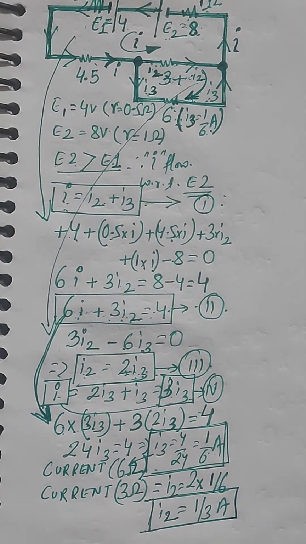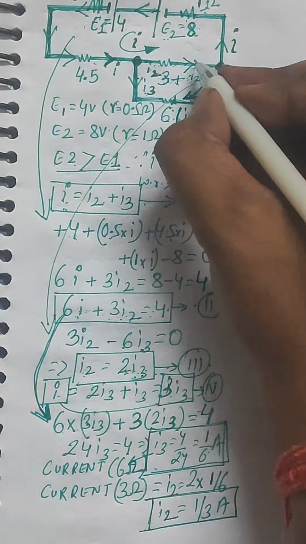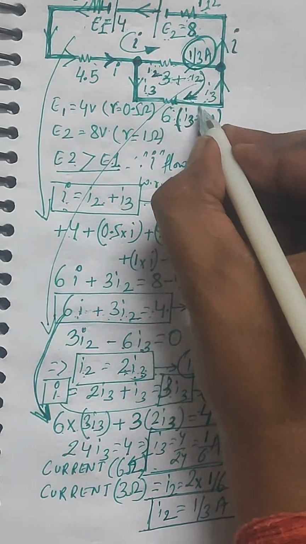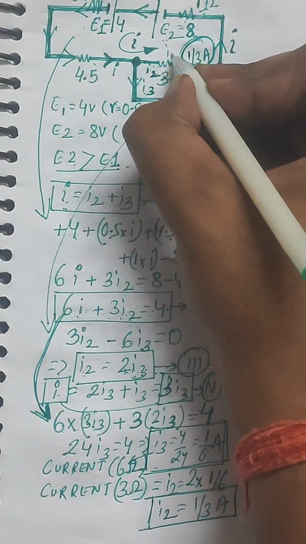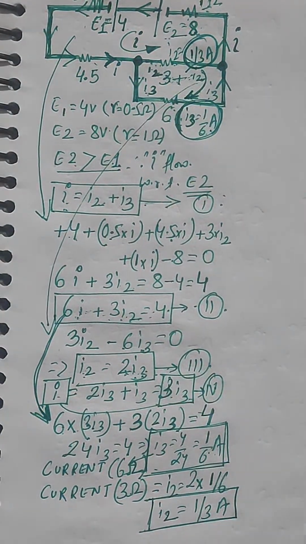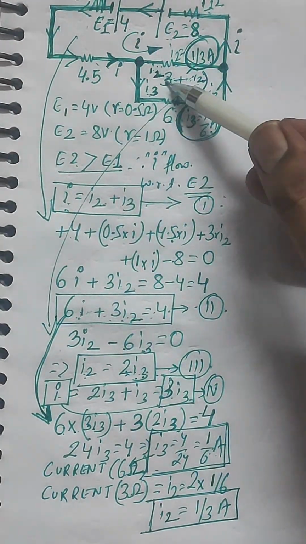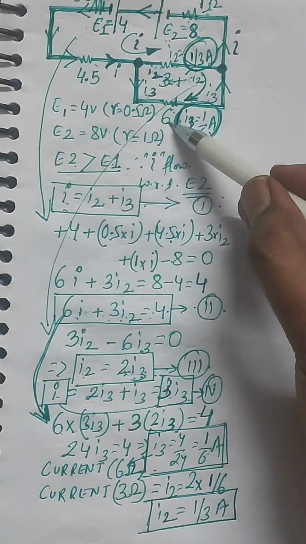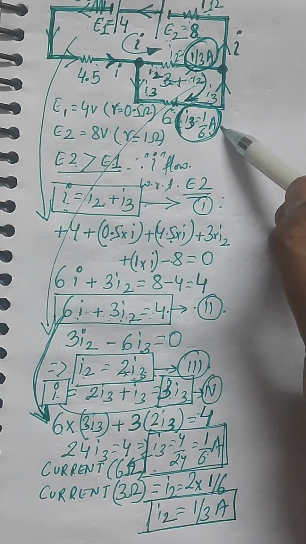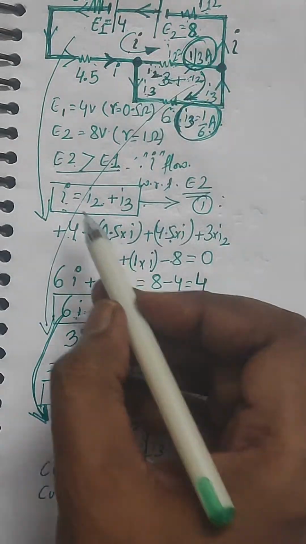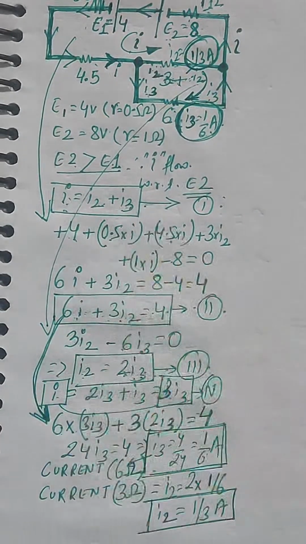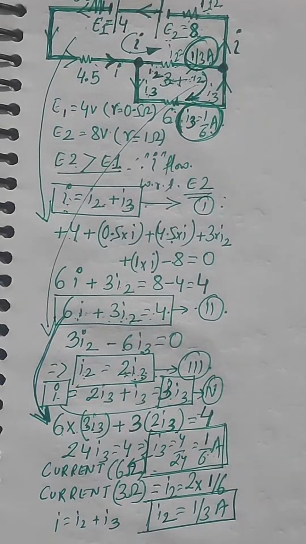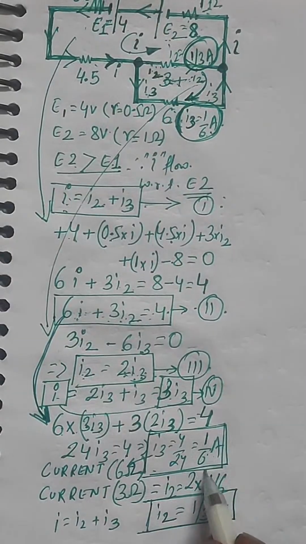So this is also solved. The current through I2 is nothing but 1 by 3 ampere. This is I2, right? So this part is solved. The current through this 3 ohm resistance is 1 by 3 ampere, and the current through this 6 ohm resistance is 1 by 6 ampere. Now what is the value of I? I is simply I2 plus I3. So just write I equal to I2 plus I3, right? This will give you 1 by 3 plus 1 by 6.